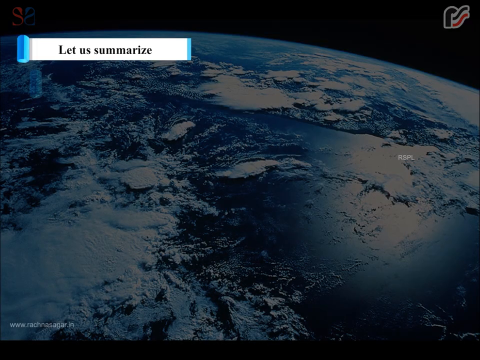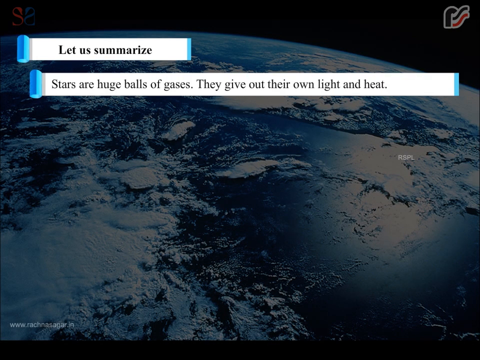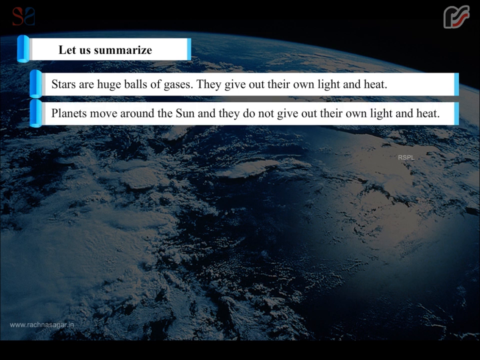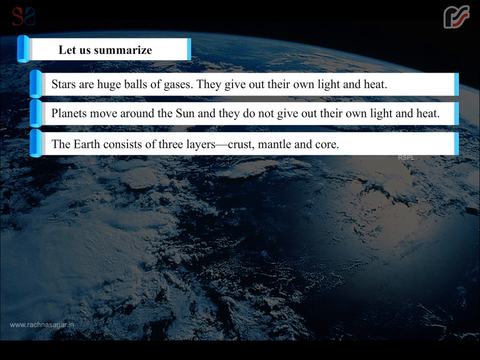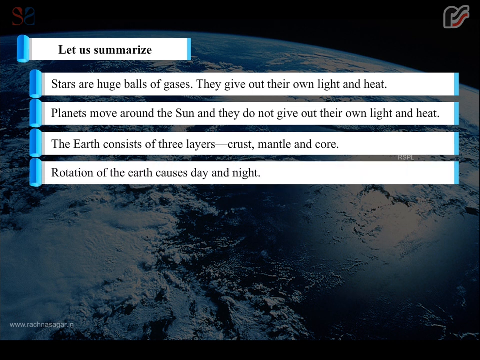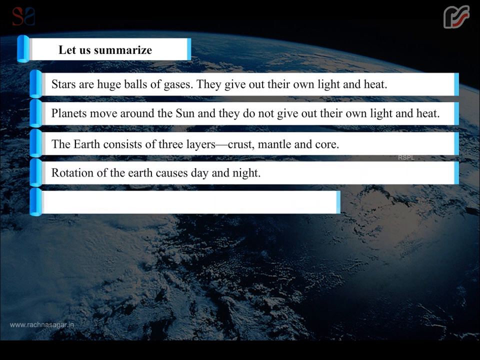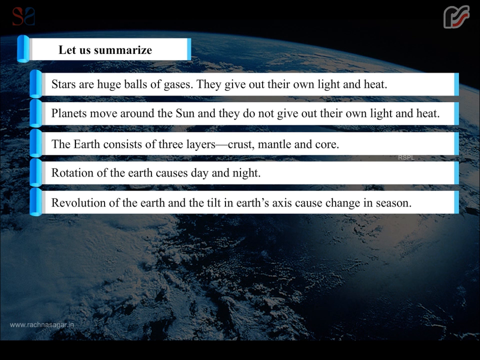Let us summarize. Stars are huge balls of gases. They give out their own light and heat. Planets move around the sun and they do not give out their own light and heat. The Earth consists of 3 layers: crust, mantle, and core. Rotation of the Earth causes day and night. Revolution of the Earth and the tilt in Earth's axis cause change in season.